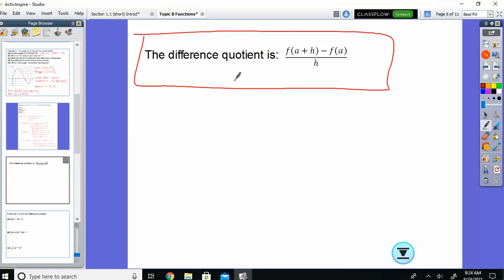Do you not have your contacts again? Yeah. If I need to make something bigger, just tell me. Oh, it's fine.